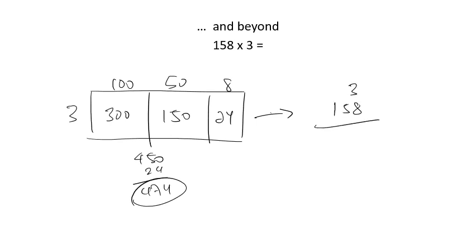And I can develop this into 3 times 158. Well, 8 times 3 is 24. This is 50 times 3 is 150. And this is 100 times 3 makes 300. So get the same thing.